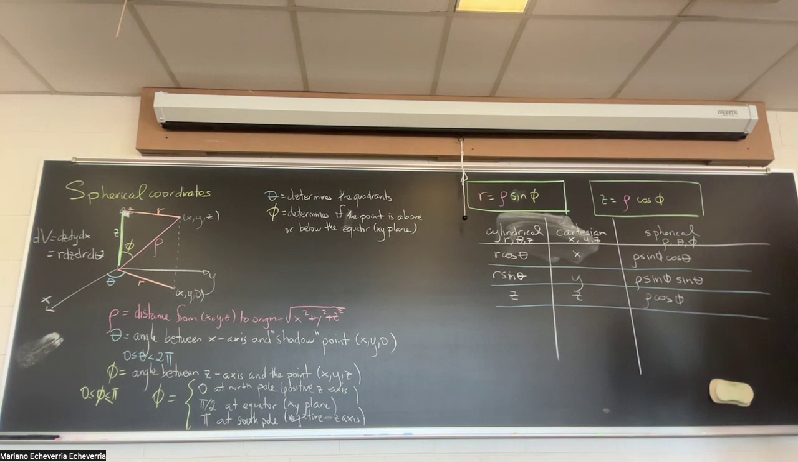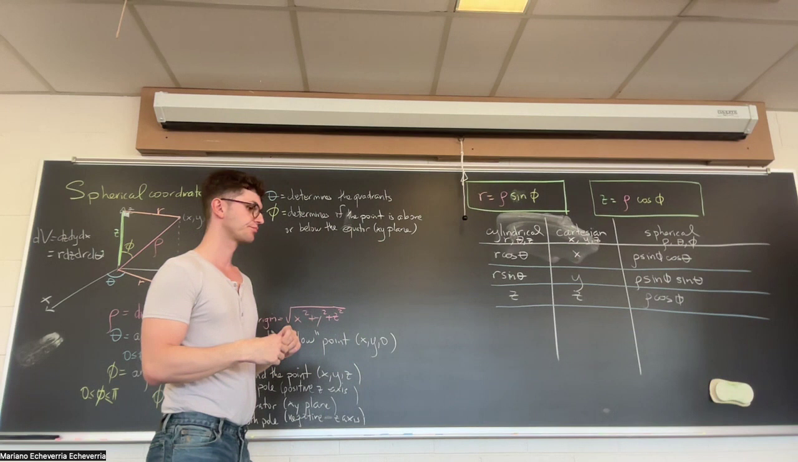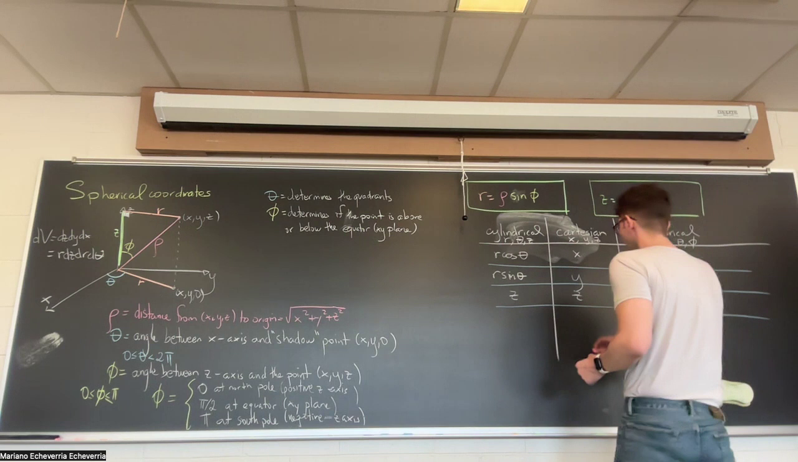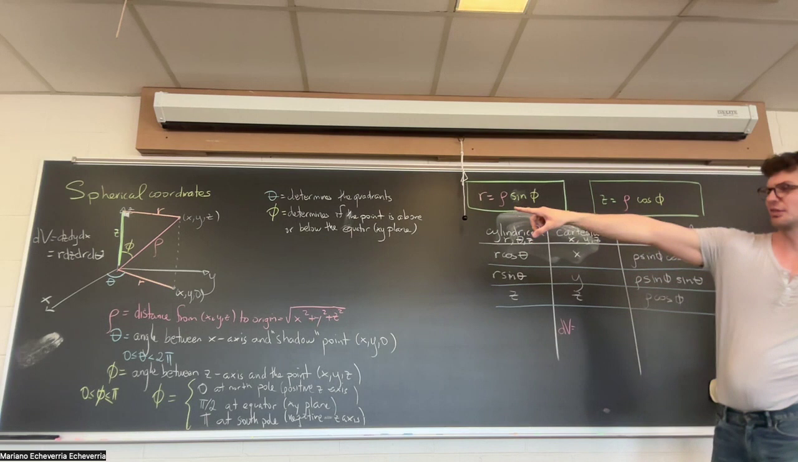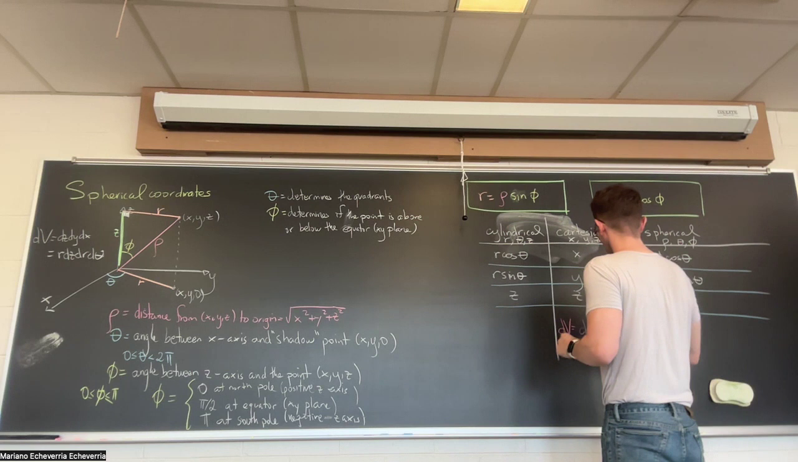And then the last thing that we need from this diagram, which is the important thing for calculations with integration, is what is the formula for dV? Again, this means a very small piece of volume. That's what goes inside the triple integral. So dV in Cartesian is what I wrote before. It's dz dy dx.